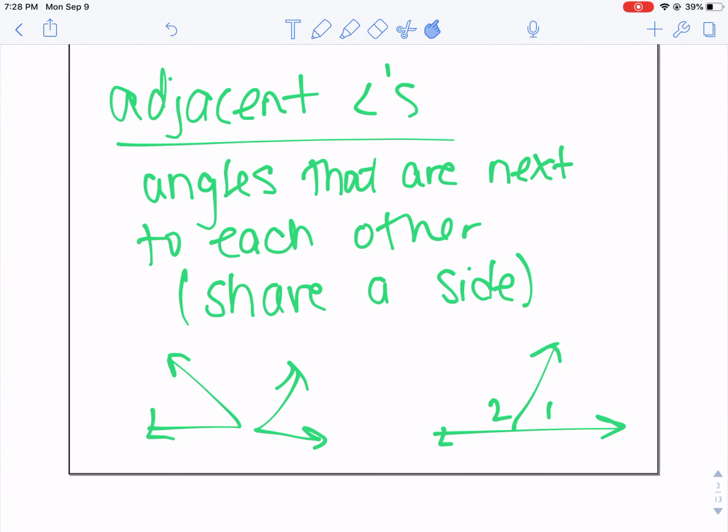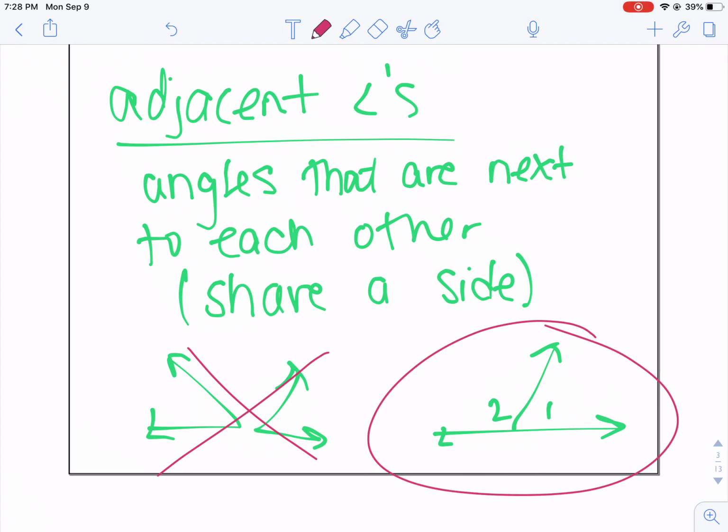We also talked about adjacent angles, and adjacent angles are angles that are next to each other, so they have to share a side. Like this first set right here, those are not adjacent angles, because they don't share a side. However, 1 and 2 are. Remember, I used the example of my room being adjacent to Miss Hodges. We share a wall. I'm not adjacent to Mr. Rush because we don't share a wall, okay?